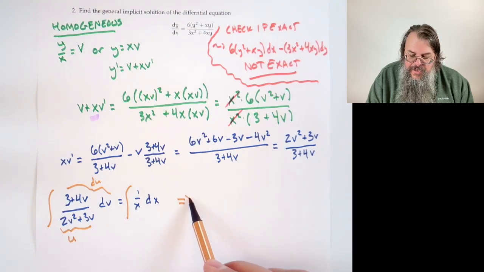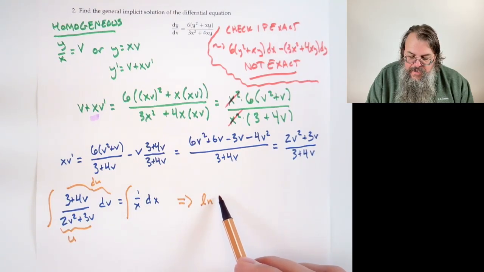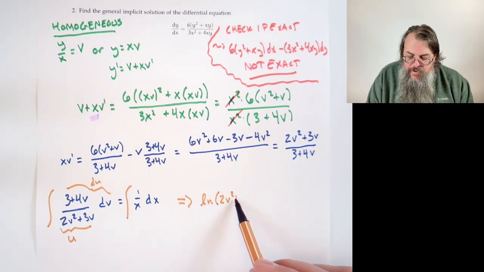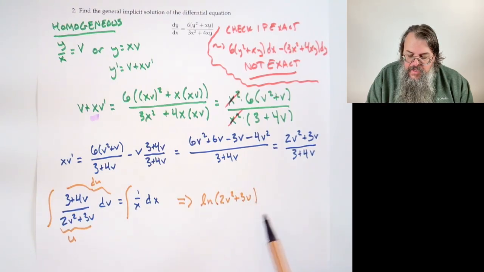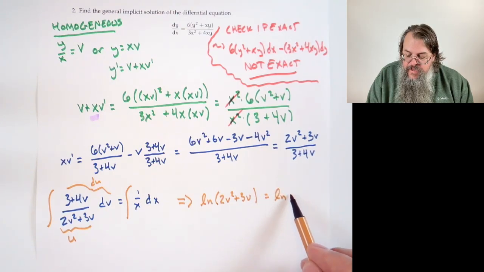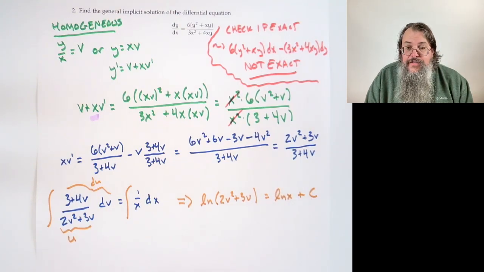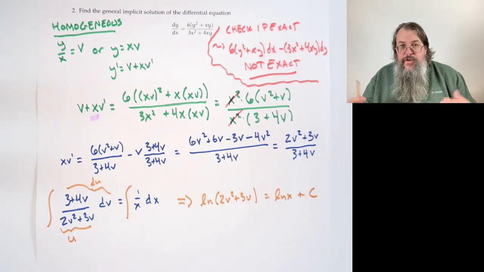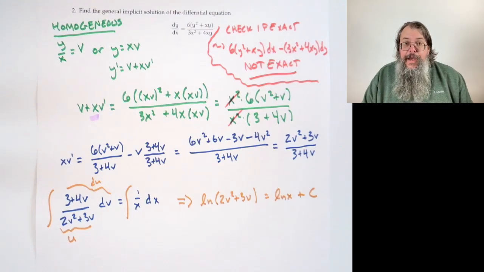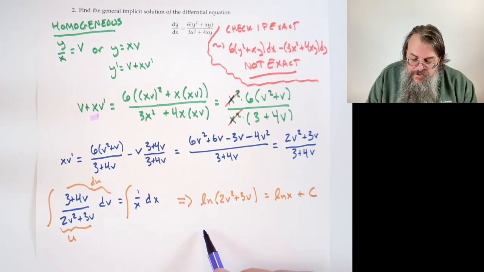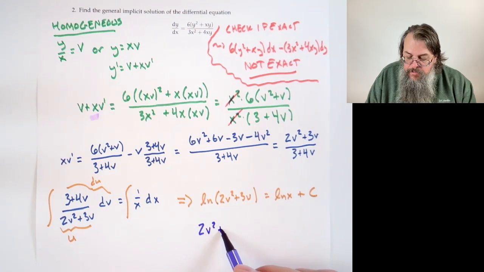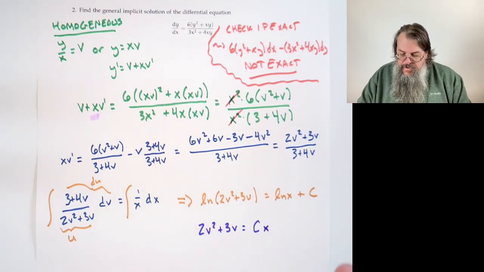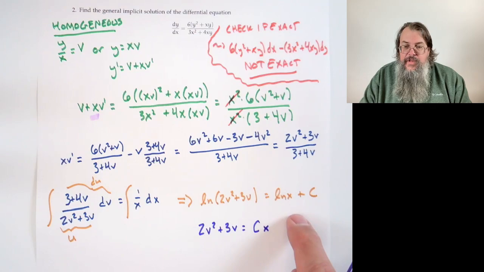So that turns out that the left-hand side is the natural log of 2v squared plus 3v. Right-hand side, natural log of x, and of course, don't forget c. Well, let's get rid of our logs. We'll take both sides, plug it into the exponential function, and when we do that, we come to our conclusion that 2v squared plus 3v is equal to cx. Remember, e to the log x, e to the c, then e to the c is a constant.